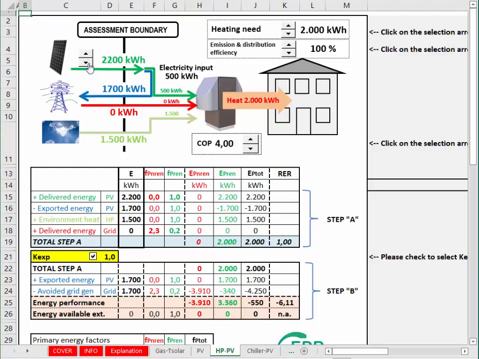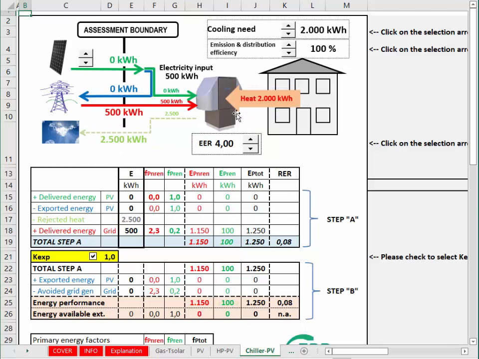Now let's bring back to 0 the PV on-site production so that we can easily compare the situation with the next sheet, which is the situation where we have a chiller instead of a heat pump. The cooling need is the same, 2000 kilowatt hours. We neglect here the emission and distribution efficiency, and our chiller has to extract from the building 2000 kilowatt hours.